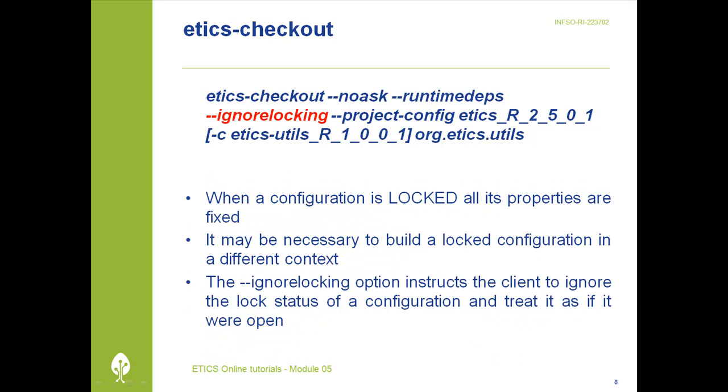When a configuration is locked, all its properties are fixed and the build is executed in the same way as when the configuration was locked. All properties and parameters are local to configurations and cannot be modified. However, it may be necessary to build a locked configuration in a different context to see how it behaves with different values of its dependencies or global properties. The ignore locking option instructs the client to ignore the lock status of the configuration and treat it as if it were open.